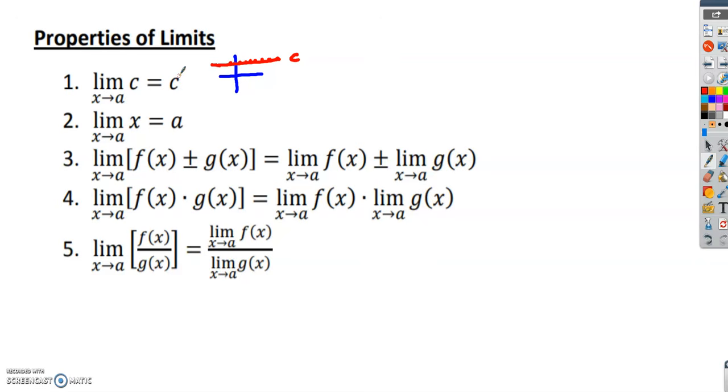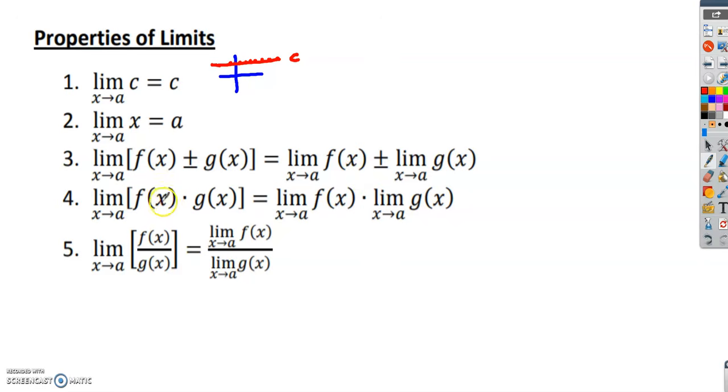So if it's just the limit as x approaches whatever of 5, you're always going to get out 5. Okay, for the second one, we've got the limit as x approaches a of x. Well, literally, you could just see that you could plug in a and you're going to get out a. So it's just a straight up plug-in relationship. Now we get a little more complicated. This one says if you're adding two different functions together or subtracting, you can do the limit of them separately and then add them or subtract them.